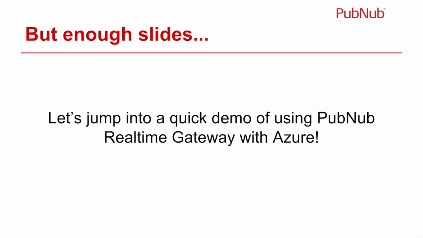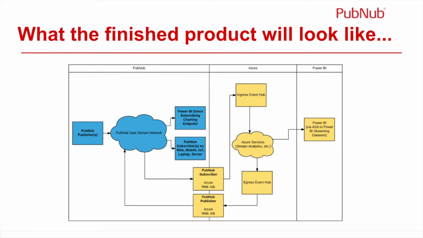Let's jump into a quick demo of using PubNub Realtime Gateway with Azure. By the time we're done with this tutorial, our system is going to look like this. We will have spun up an Azure WebJob that runs both the PubNub subscribe and publisher services. Those WebJobs will be talking directly to ingress and egress event hubs, which can talk internally to Azure services. In our example, it'll be Stream Analytics. Also in our example, we'll have Stream Analytics output to Power BI.